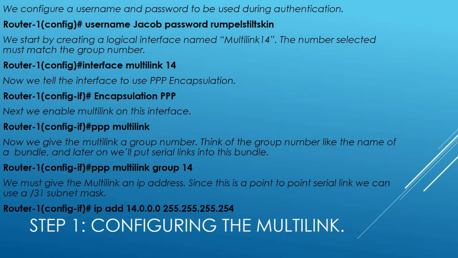Then we're going to create the interface multilink. It's going to be number 14. I like to use easy to remember numbers. It's going between router 1 and router 4, so multilink 14. And then we're going to tell it that it's using PPP encapsulation. Then we're going to tell it that it's a multilink, and we're going to tell it the name of its multilink group number. Think of the group number like the bundle or like the bucket that you're going to put all the serial interfaces in.